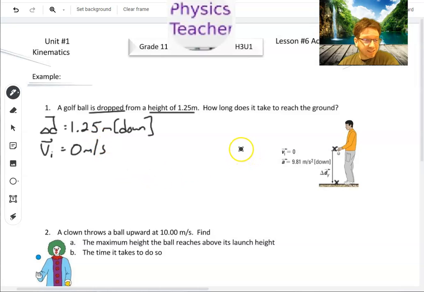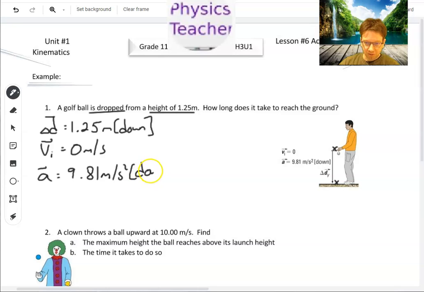And lastly, since it's falling inside of a gravitational field, and it doesn't say this, but I'm assuming we're on Earth, our acceleration is equal to 9.81 meters per second squared down. So now we can solve for time. That's what we want to know, how long. So time is our unknown here.